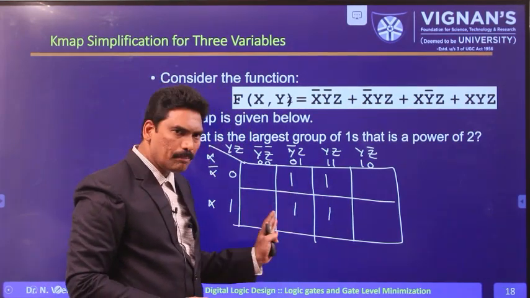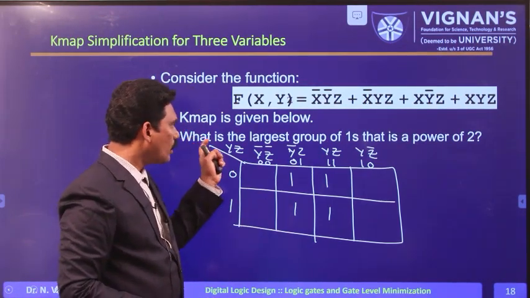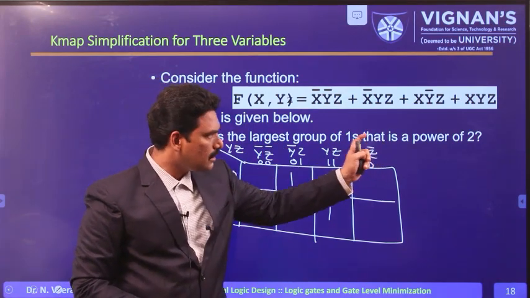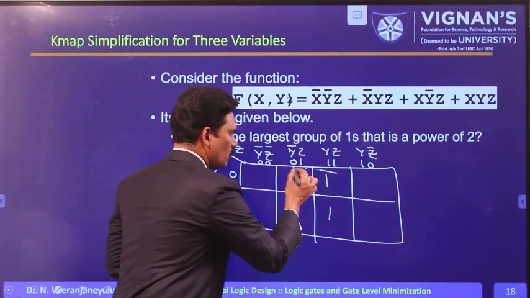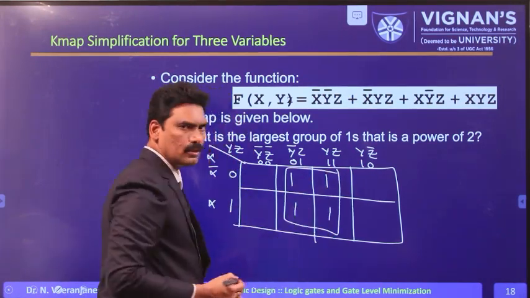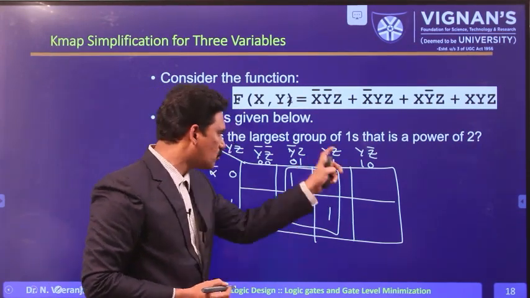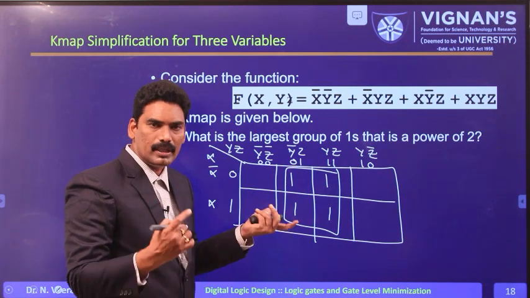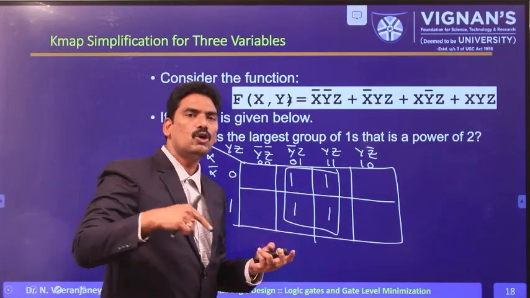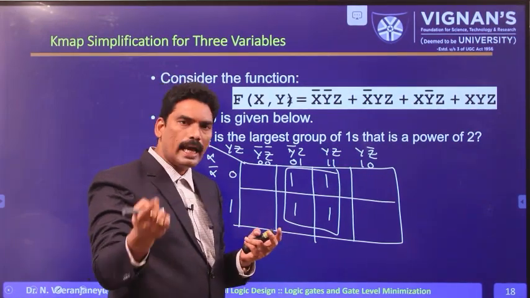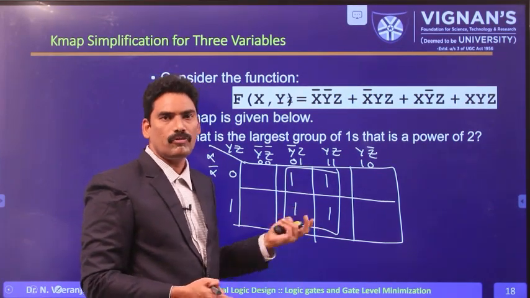This is called mapping. Then how to perform grouping? Our concept is the largest group of ones that is a power of 2. We can group these two, we can group these two, but what is our rule? As large as possible. We have to group the ones as large as possible, so there is a possibility of 4 grouping. We perform that one.